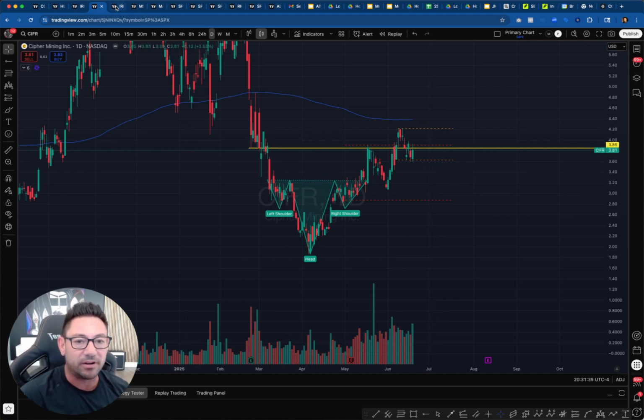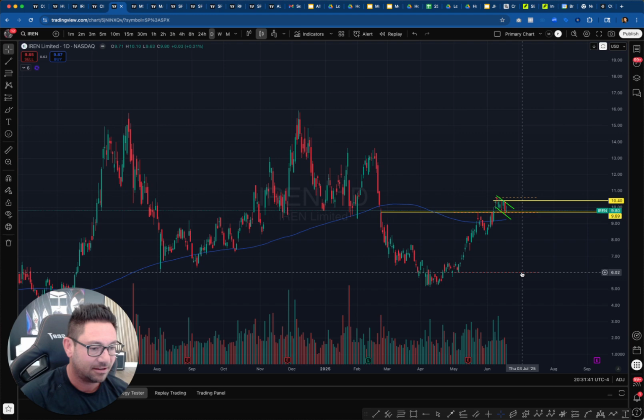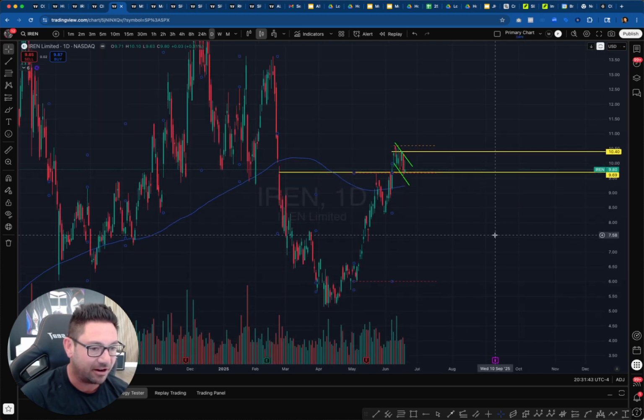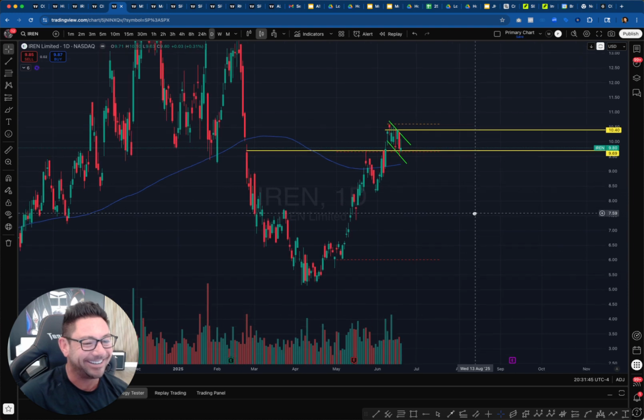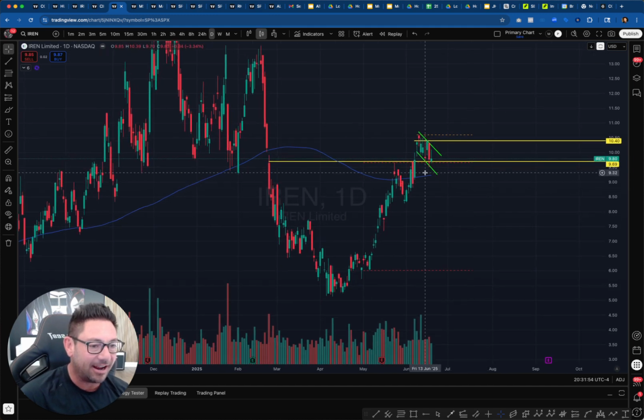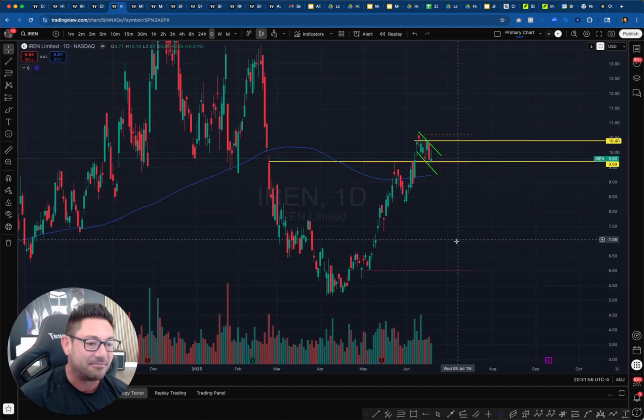Okay, so let's move on to the next one, IREN. Yep, I kind of left that drawing already on there. What do you guys say? Hopefully you can spot it. I know I can. All right. Cup and handle, breakout, bull flag, consolidation. And it looks exactly the same.